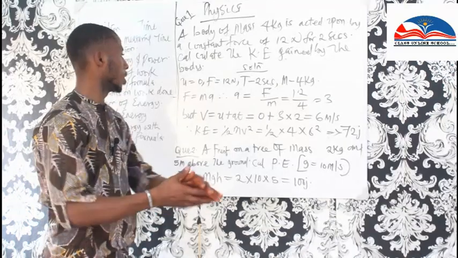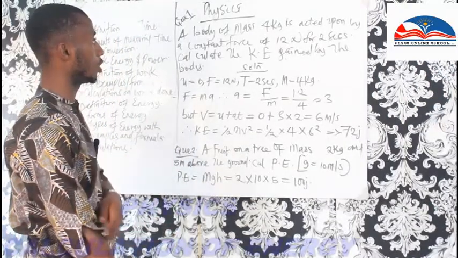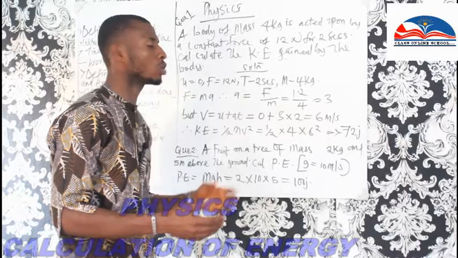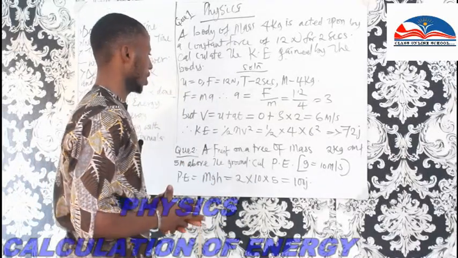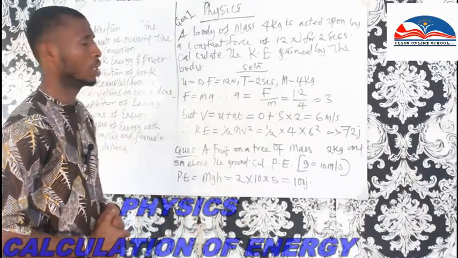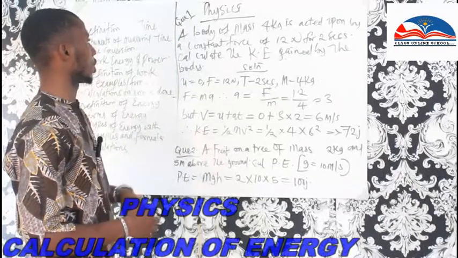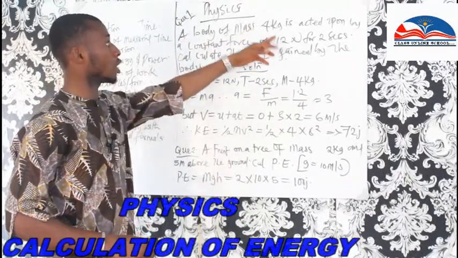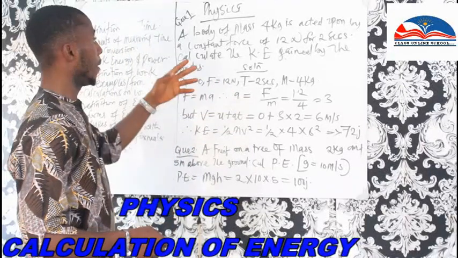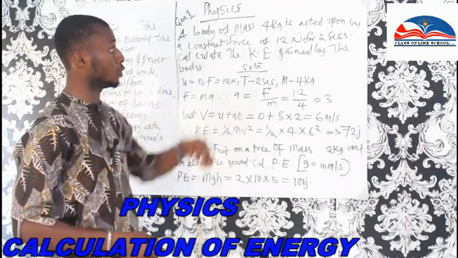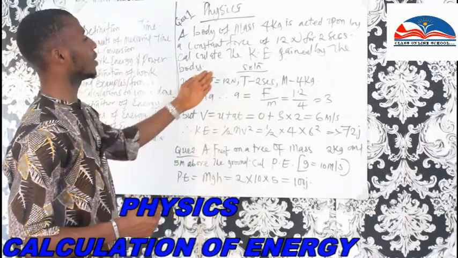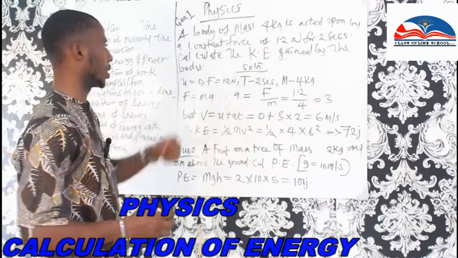All right. Now we have a question on energy. We want to calculate kinetic energy and potential energy. Now we have the first question here. A body of mass 4 kg is acted upon by a constant force of 12 Newton for 2 seconds. Calculate the kinetic energy gained by the body.